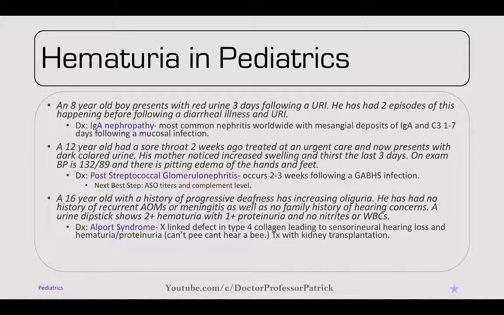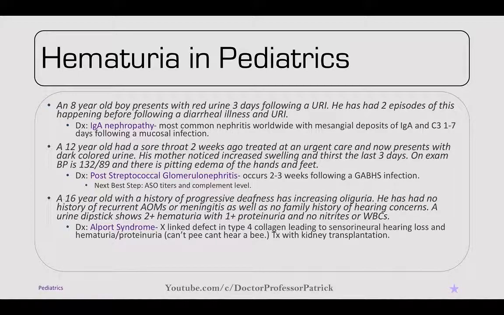We can compare that with the next vignette. So we've got a 12-year-old who had a sore throat 2 weeks ago, who was treated at an urgent care and now presents with dark-colored urine. His mother noticed increased swelling and thirst the last 3 days. On exam, his BP is 132/89, which is elevated for a 12-year-old. And there's pitting edema of the hands and feet. So this would be post-streptococcal glomerulonephritis. It occurs 2 to 3 weeks following a group A beta-hemolytic streptococci infection. So this could be either a skin infection or a throat infection.